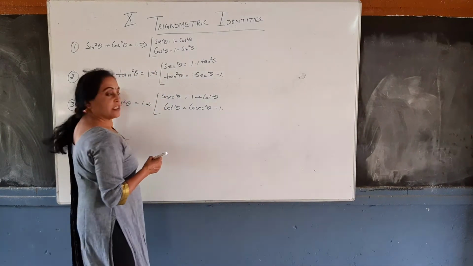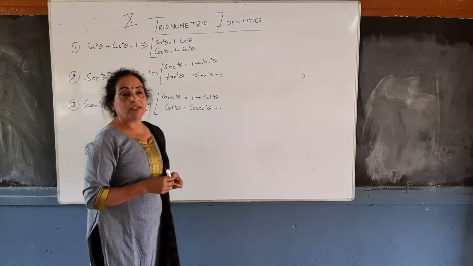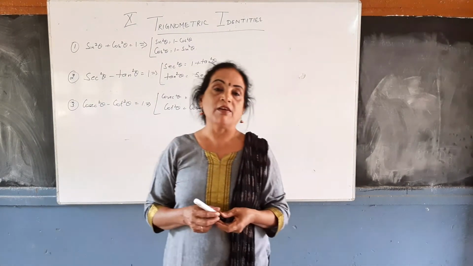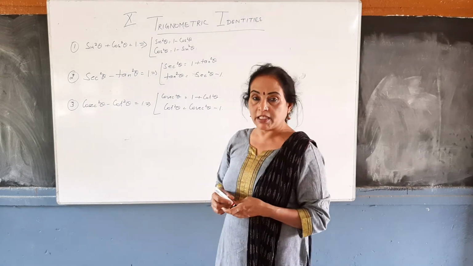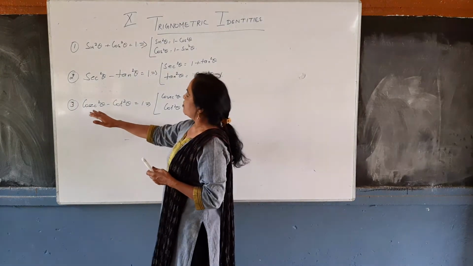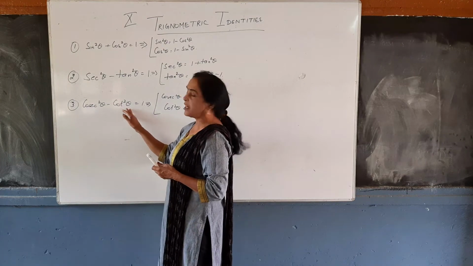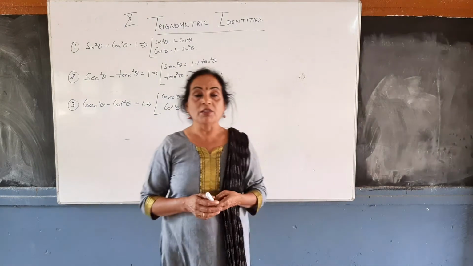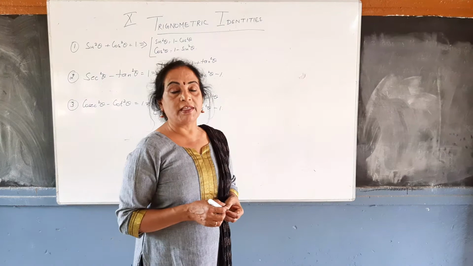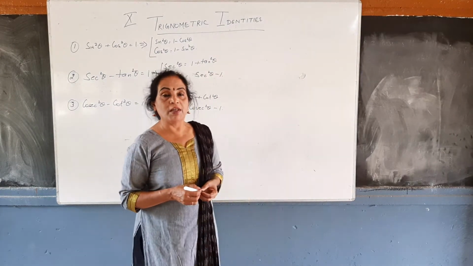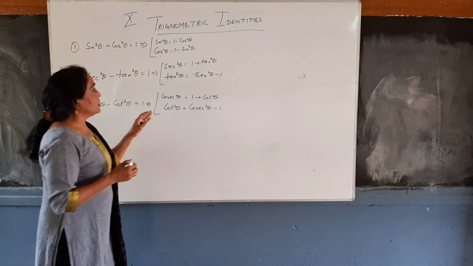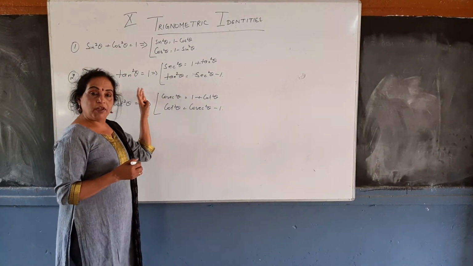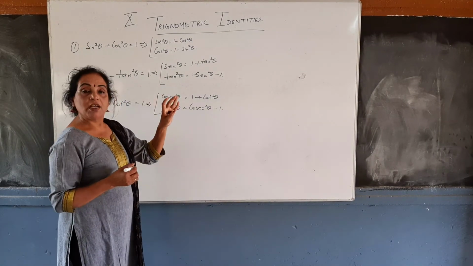Second identity is sec square theta minus tan square theta equal to 1, or sec square theta equal to 1 plus tan square theta. Tan square theta equal to sec square theta minus 1. Third identity is cosec square theta minus cot square theta equal to 1, or cosec square theta equal to 1 plus cot square theta. Cot square theta equal to cosec square theta minus 1. These are all the identities. So you have to learn very hard. We will use these identities to solve the equation.